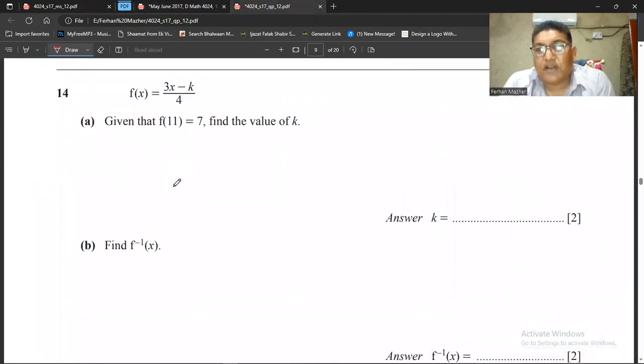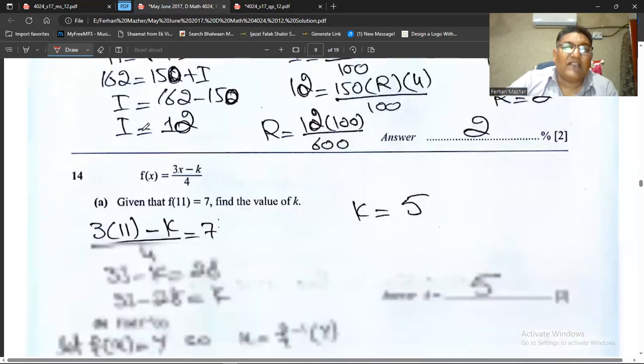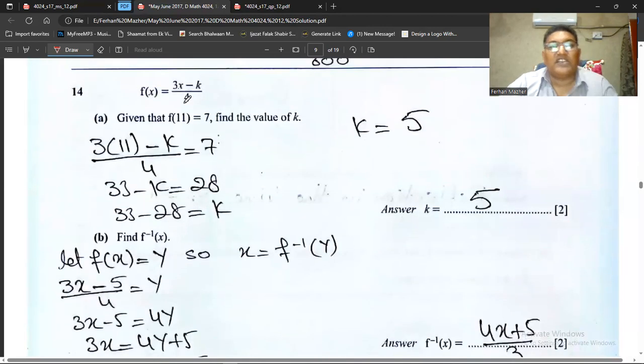Question number 12, question on the function f of x is equal to (3x minus k) divided by 4. Given that f of 11 is equal to 7, find the value of k. Okay, so f of 11 is equal to 7. So that means in this function, wherever there is x, substitute it with 11 and the expression will be equal to 7. So (3 times 11 minus k) divided by 4 is equal to 7.